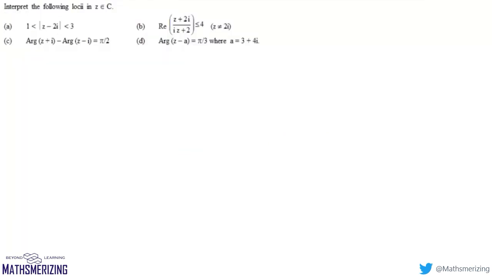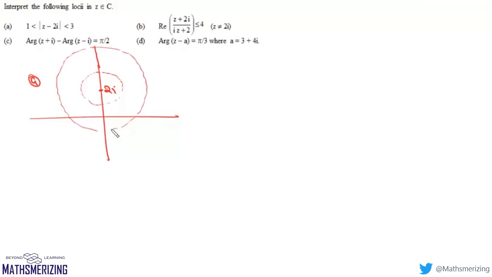Now the question is, interpret the following locus. Now this A is this circle whose center is at 2 iota. So we have center at 2 iota. Then we have two circles, one of radius 1 unit and the other one of radius 3 units. Now it says the mod of z minus 2 iota should lie between 1 and 3. So we are talking about all the points in between these two circles.